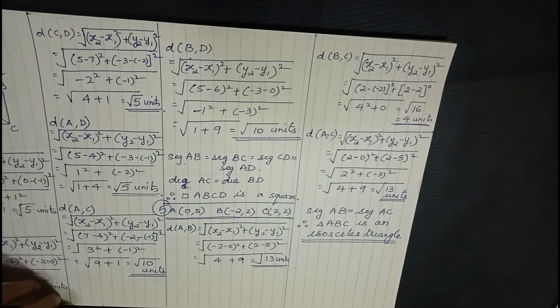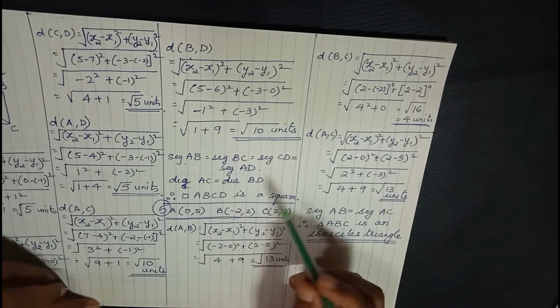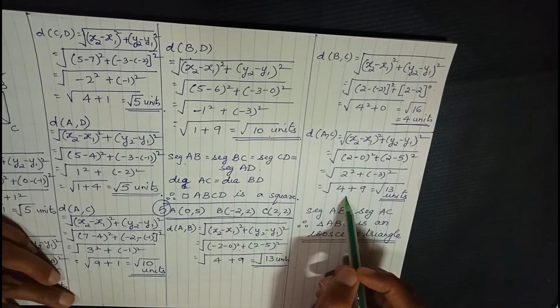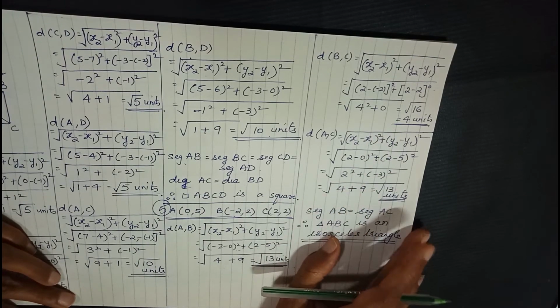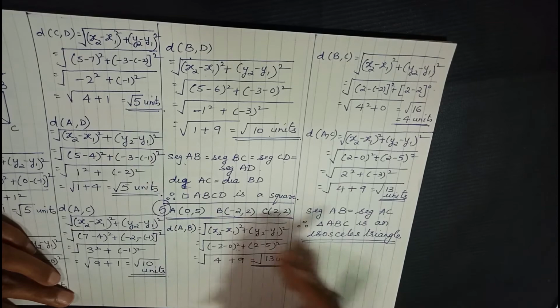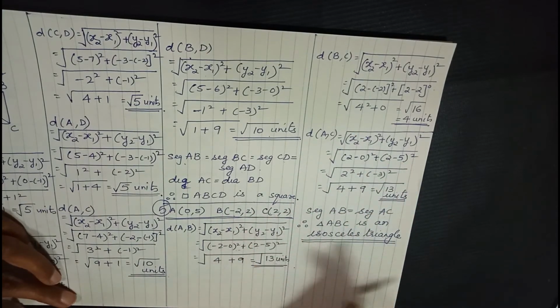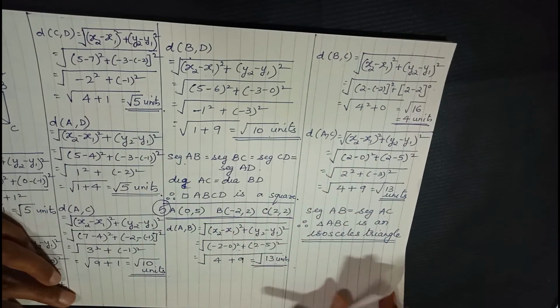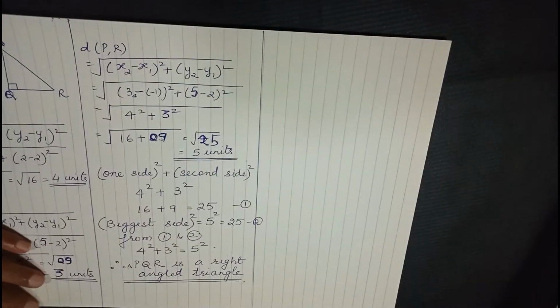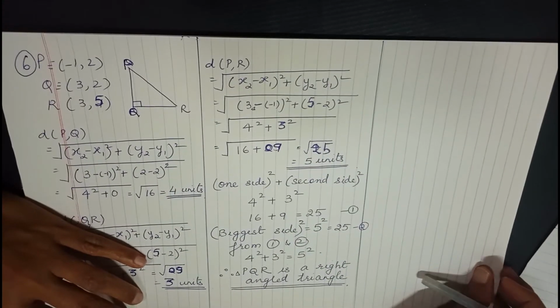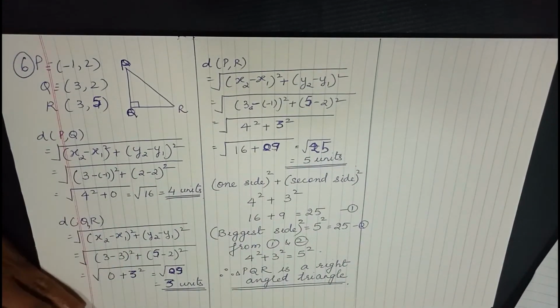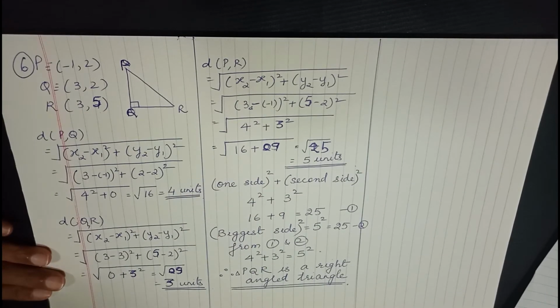Similarly, we can even prove an equilateral triangle. In an equilateral triangle, we will get all the three sides as equal. We can even prove it as a scalene triangle when we get all three as different. Now, the last type of triangle that we have to prove is a right-angled triangle. How can we prove using the distance formula whether the triangle is a right-angled triangle or not?